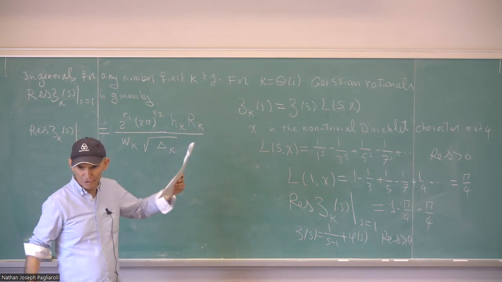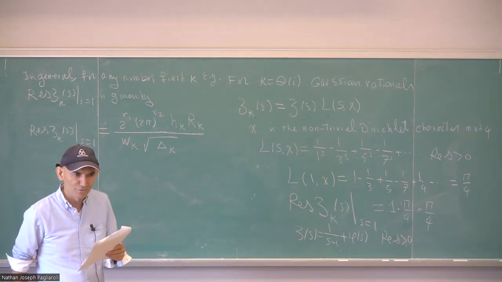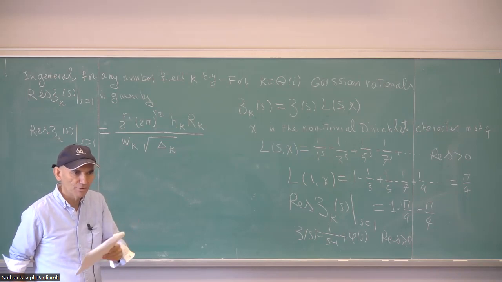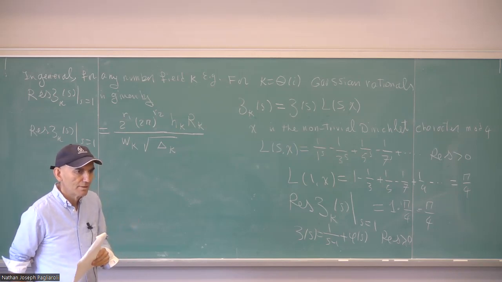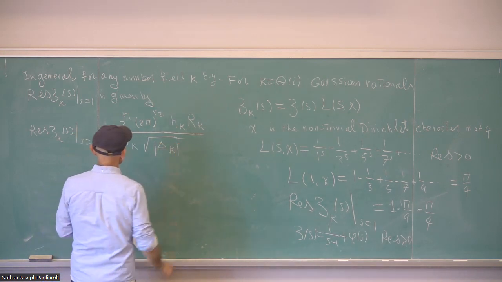I'll just change the definition so that it becomes 2 to the r. R2 is the same as 2 r2 in my old notation. Is that what you wanted to say? Yes, there's also the discriminant. Yeah, exactly. There should be.